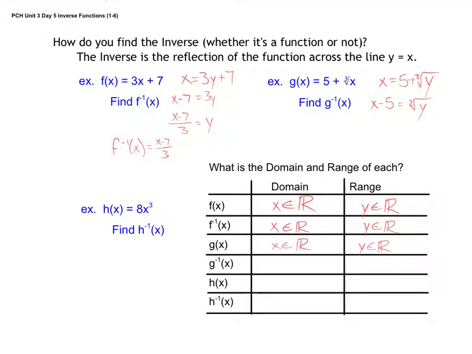and then how do we undo the cube root? Okay. Raise it to the third power, cube it. So y is x minus 5 quantity cubed. So guess what? G inverse of x is x minus 5 cubed. What's the domain and range of a cubic function? All real numbers. It's all real numbers.